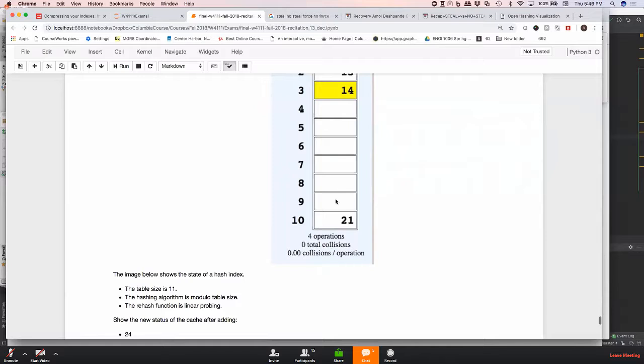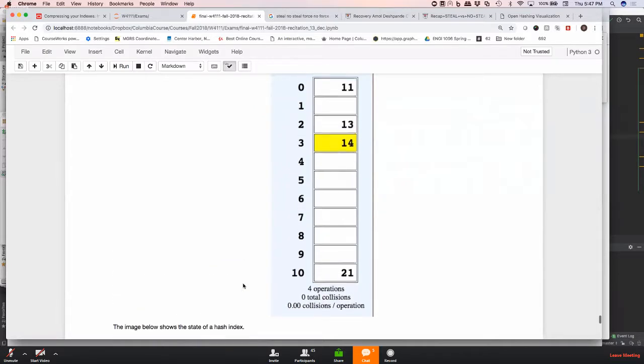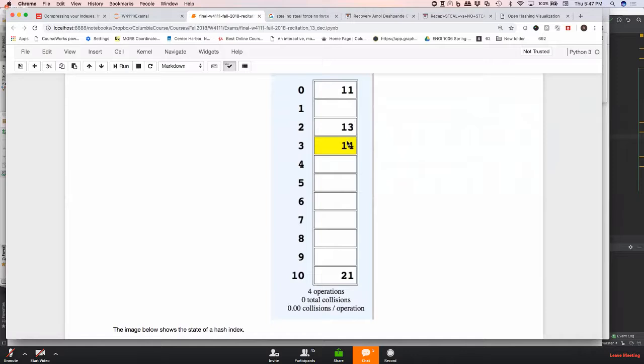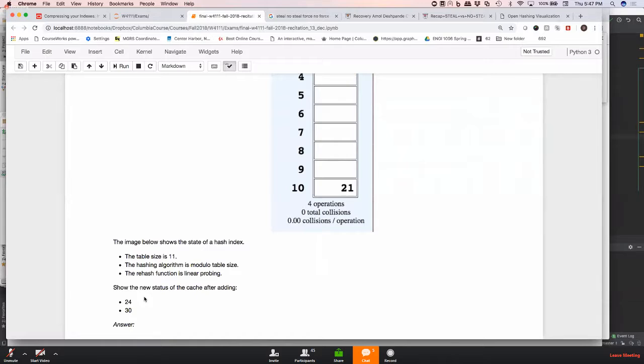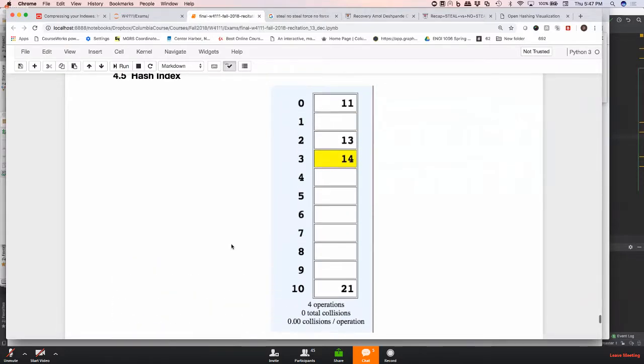So, all right, I hashed these values, 11, 13, 14, 21. I'm now going to hash 24. So the hashing algorithm is modulo of the table size. So 24 is 3 mod 11? No, it's 2 mod 11. So that one would go 0, 1, 2. It would go there. 24 would come here. That bucket is full. It's got something in it. So I can't use it.